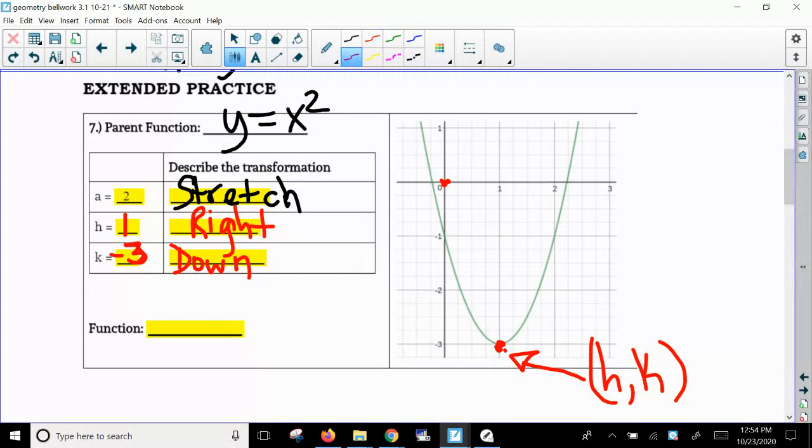So our new function, y equals, remember A goes in front of the parentheses. The H goes in parentheses with the X, but you want to flip the sign. So since that's a positive 1, we put minus 1. You need your tiny 2. K is negative 3, so you put minus 3 at the end. And that's it.